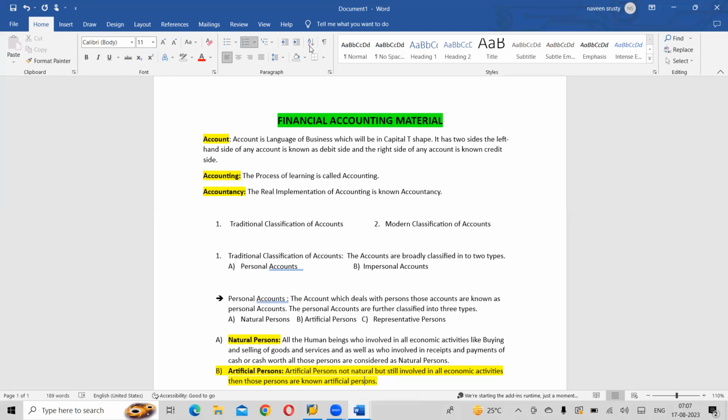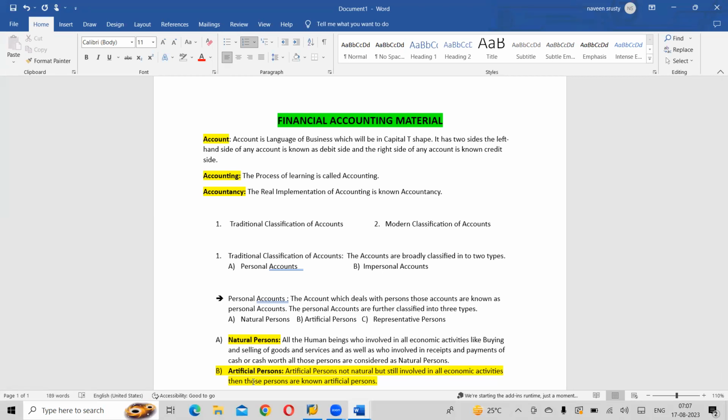The first one, entity concept, is very important. What does entity say? Entity is a recognition. It means we are considering the business as a person. What kind of person is it? It is an artificial person. Why is it artificial? Because it's not a natural person. It's not a human being. But still the business is going to be involved in all economic activities. So that's the reason we consider business as an artificial person.